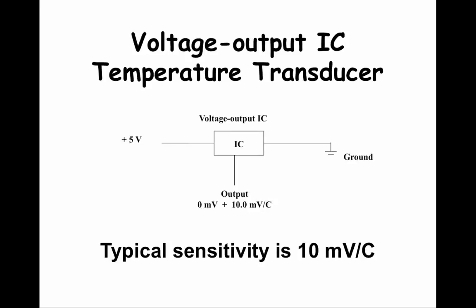The other integrated circuit temperature transducer that we will mention is a voltage-based device. The voltage output is linearly related to temperature. A common sensitivity is 10 millivolts per degree Celsius. So if the temperature is 20 degrees Celsius, we would expect the voltage output to be 200 millivolts. If you look at the wiring figure, you can see that the voltage output integrated circuit temperature transducers are very easy to connect to a data logger or PDAC55 unit.